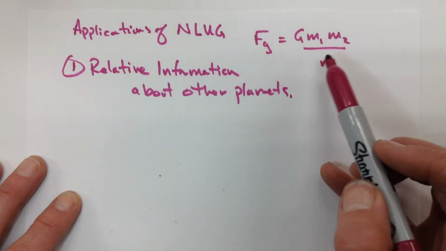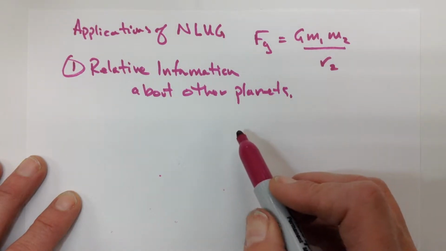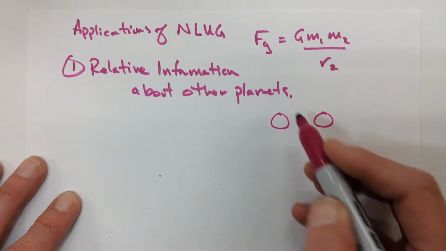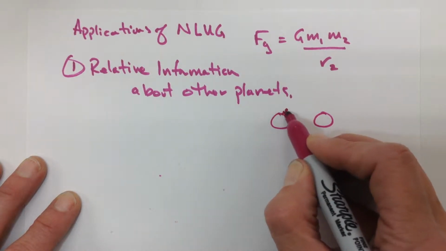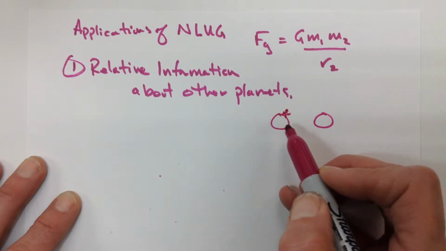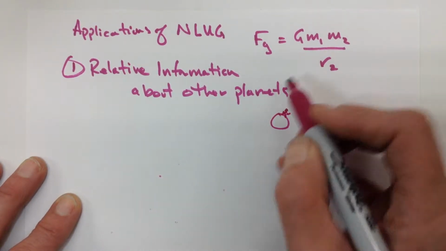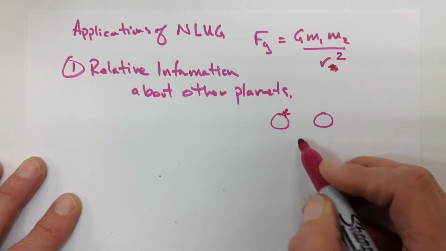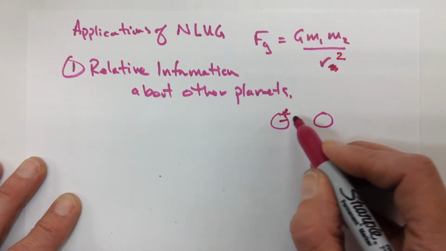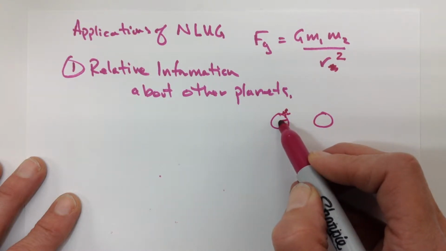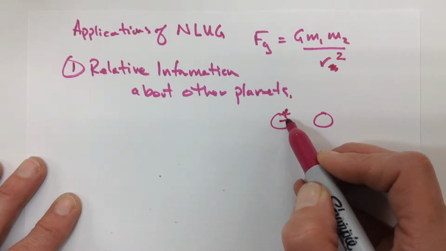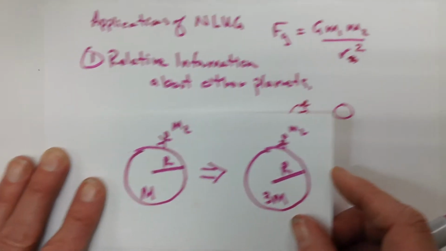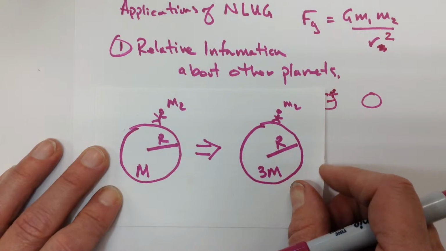So this formula right here doesn't necessarily need to be two objects that are separated in space by a distance, but we could actually use it to determine the weight of an object on top of any planet. That radius should be radius squared, not r sub 2. If I am a person standing on the edge of the planet, then that radius would just be the distance from the center of the planet to the surface. So we can use that information to travel to other planets.